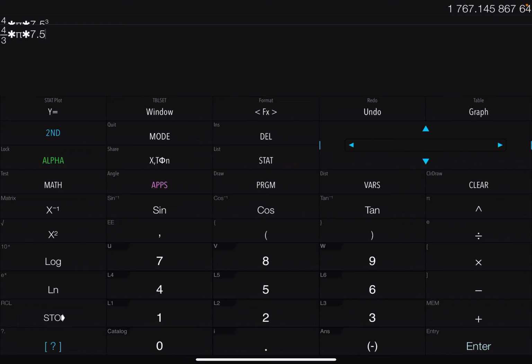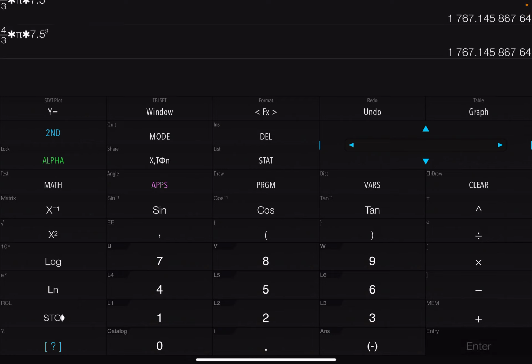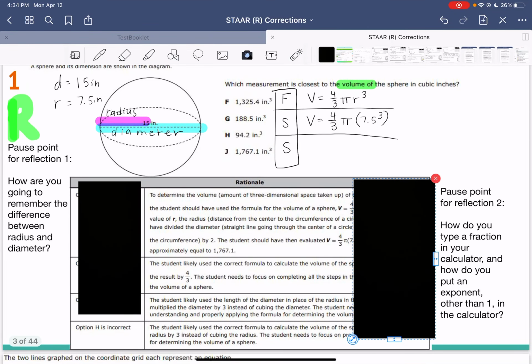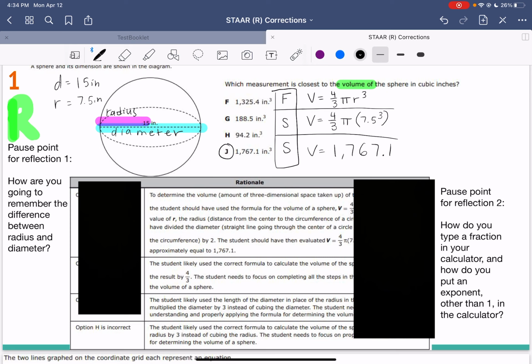And then this was the part of your reflection question, and so if you didn't know what this was called, underneath the clear button there's this little up arrow looking button, and this is called a caret, and that will give you an exponent that you can fill in with any number. In this case, we're going to want to push a 3, enter, and then we get 1767.1. All right, and that leaves us with answer J, and that is question number 1.